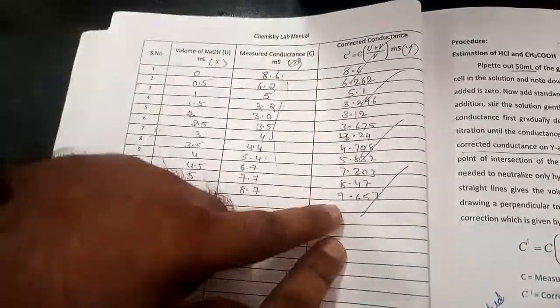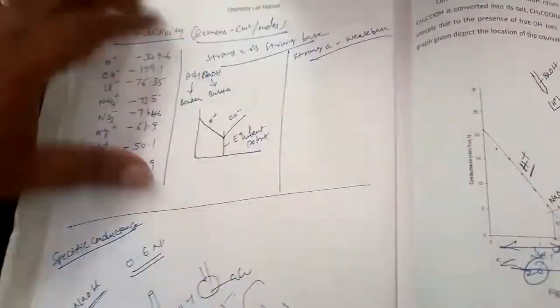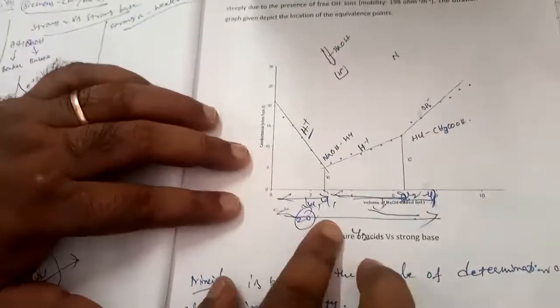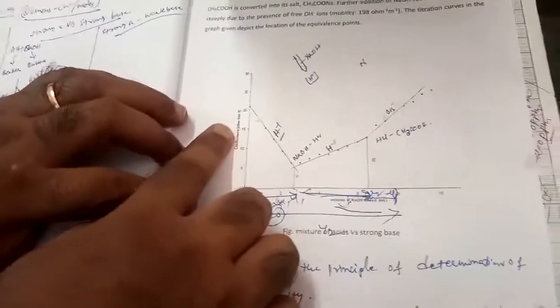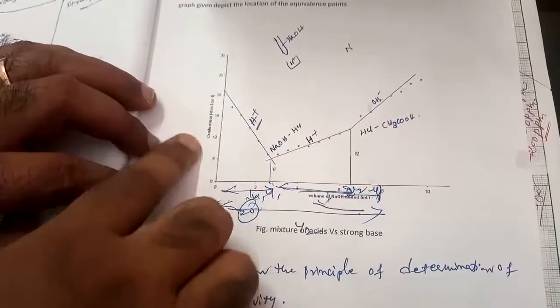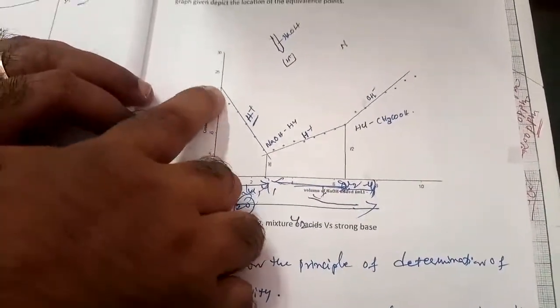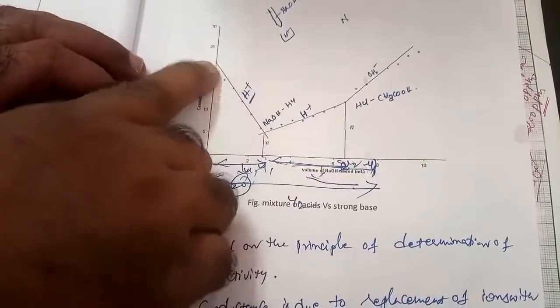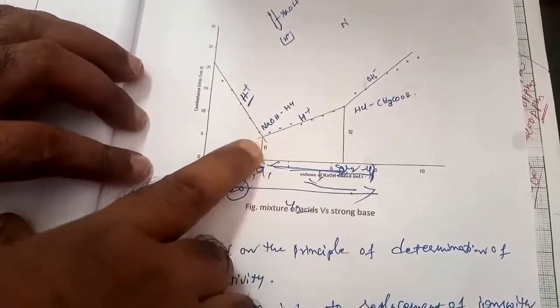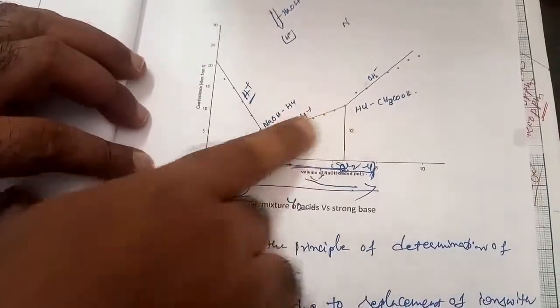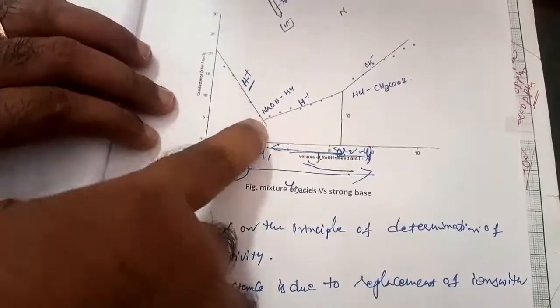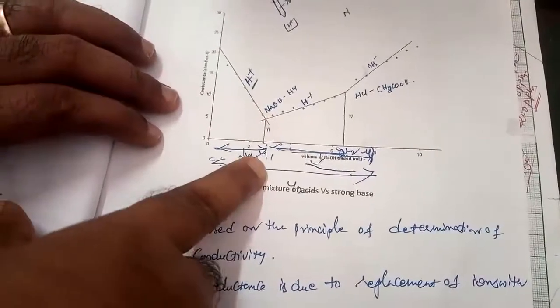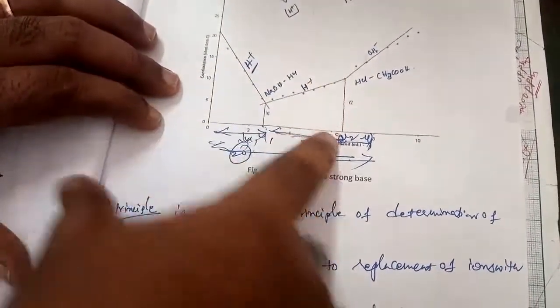So for these values, you need to draw a graph. On the x-axis, the volume of NaOH, and on the y-axis, the corrected conductance of the acid mixture. First of all, it decreases from 7.12, then it slightly increases for acetic acid, and then it increases drastically. After drawing this point, this is U1. Then you can draw this point for U2 minus U1.